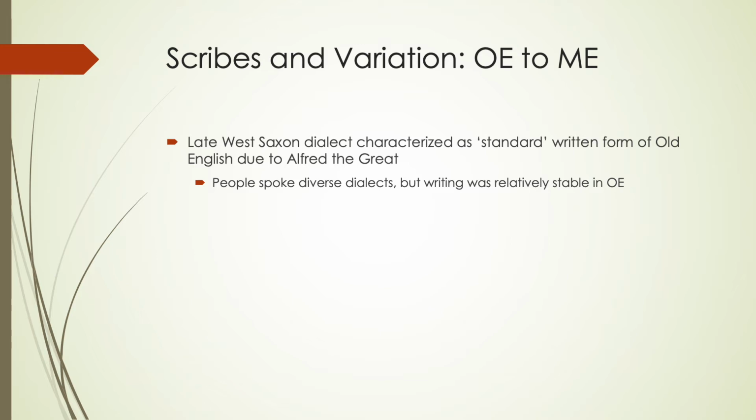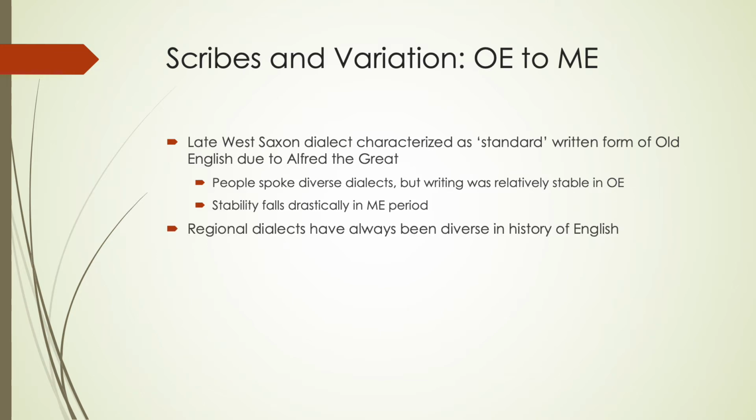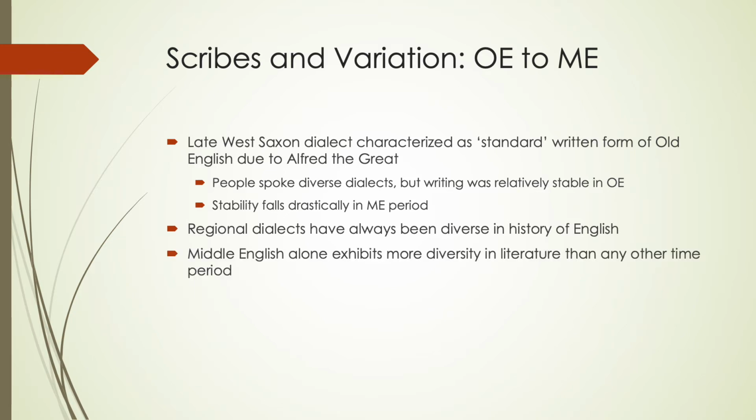So we had one particular dialect that most of the writing was taking place in, even though people did still speak in various ways. But that stability falls drastically during the Middle English period because we no longer have any sense of standardization. So these regional dialects that have always been diverse in English throughout the time that we've had, Middle English will show this a little bit better in diversity in the literature itself than any other time period because of this lack of standardization, because there wasn't a form that was expected to be used during this time.